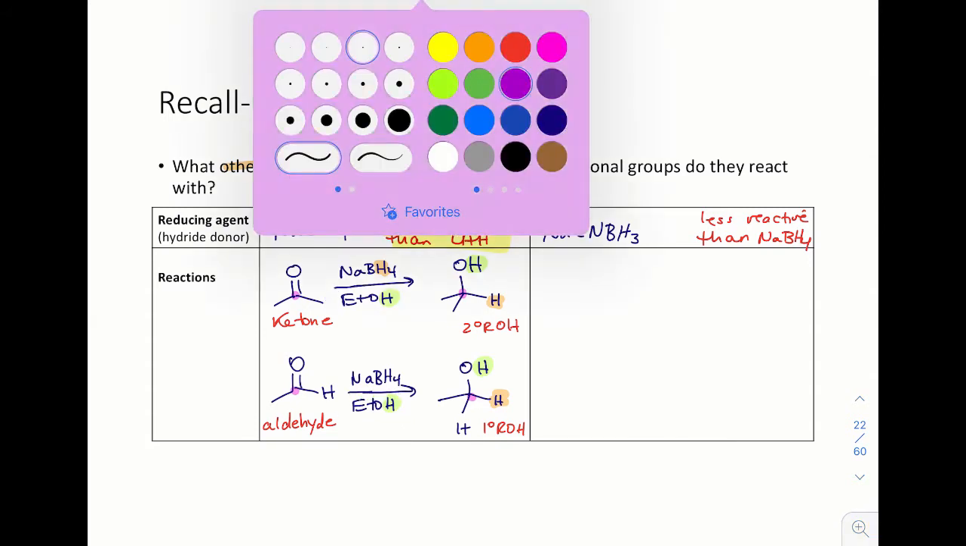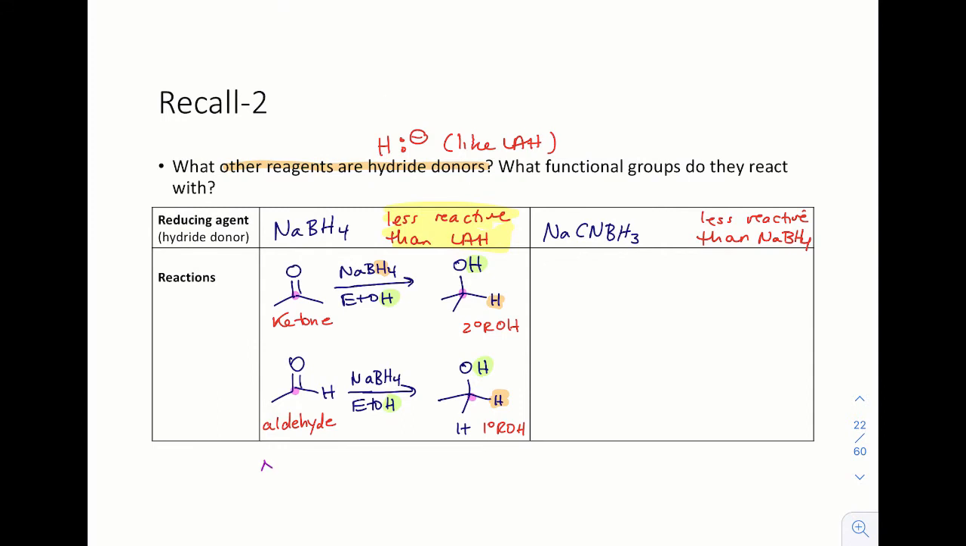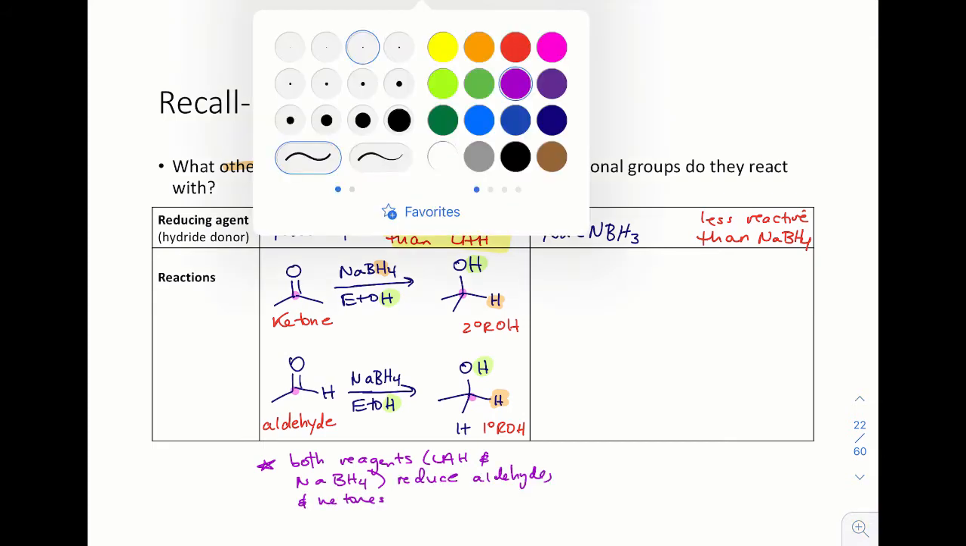Bottom line, even though sodium borohydride is less reactive than lithium aluminum hydride, both reagents reduce aldehydes and ketones to the same primary and secondary alcohol products. And that just simply means that aldehydes and ketones are electrophilic enough to react even with the weaker nucleophilic agent, sodium borohydride.